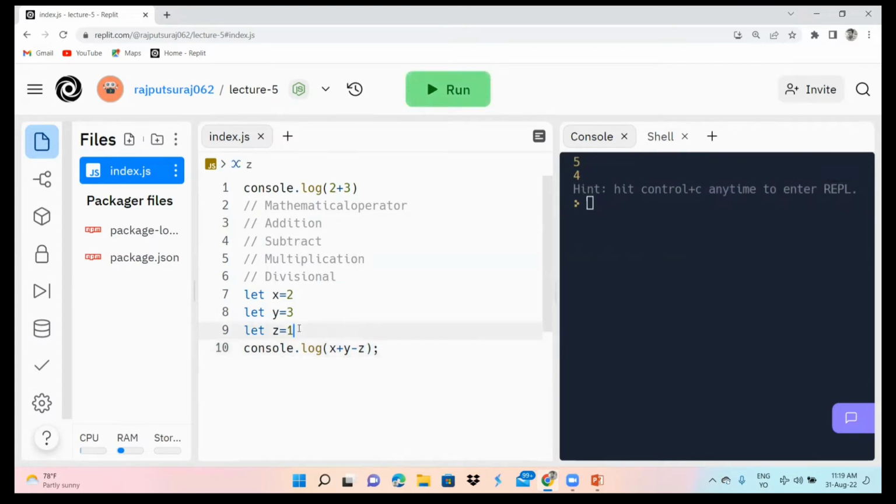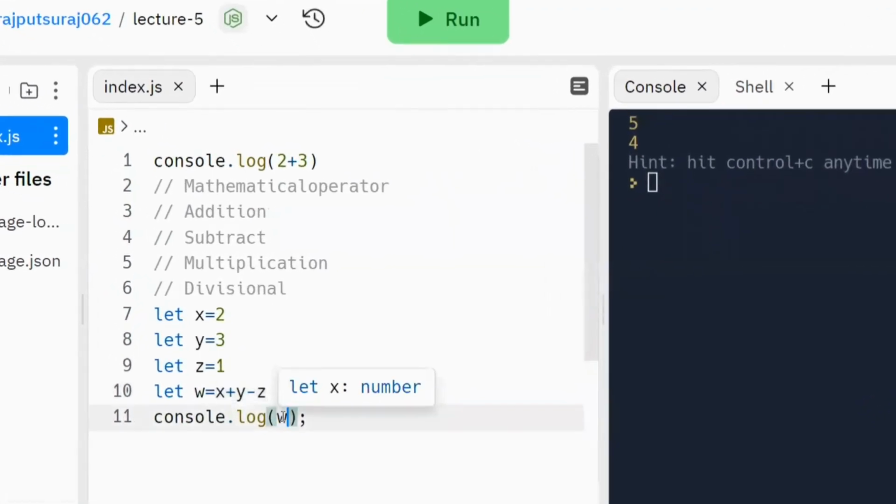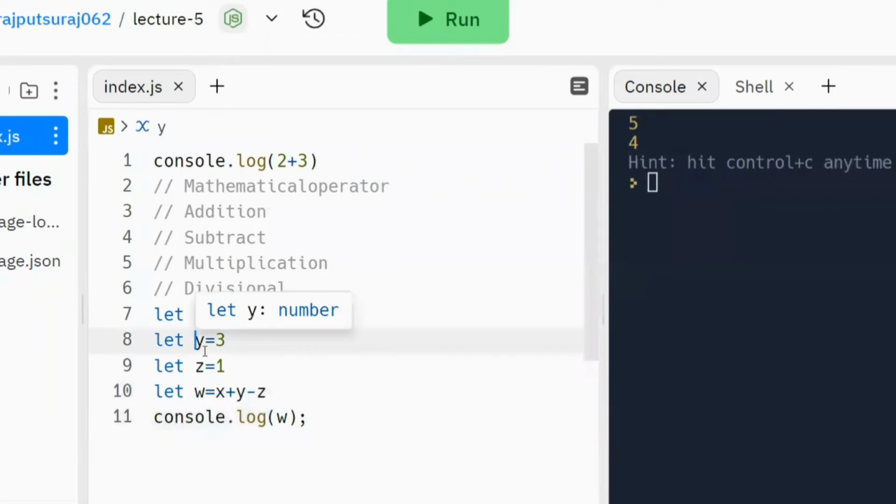Now if you don't want to write more things in your console log, meaning the printing statement, just write let w is x plus y minus z. Now if you write w, let's see how our mathematical operator works.